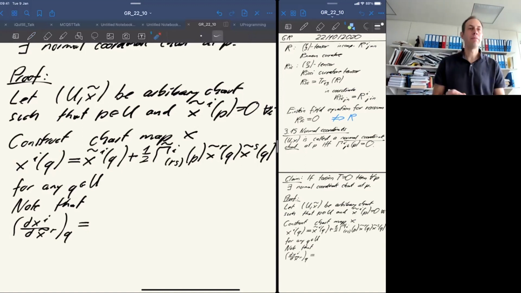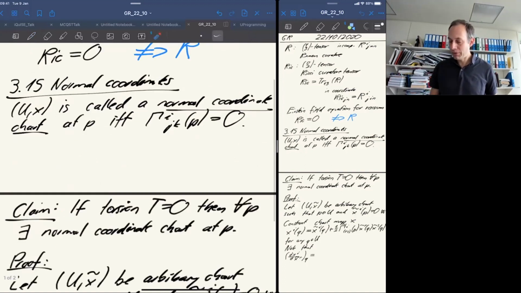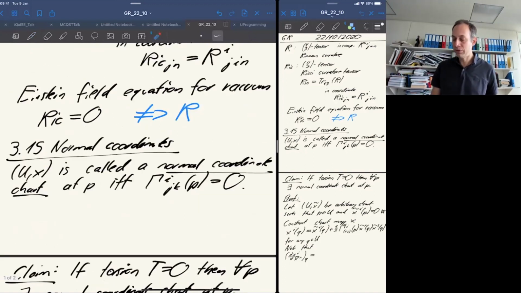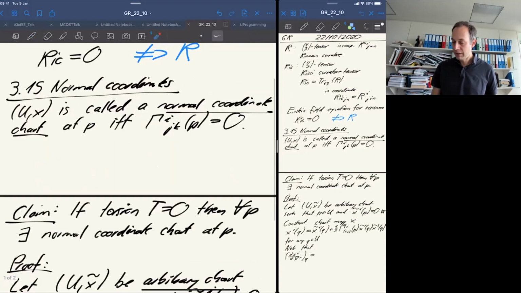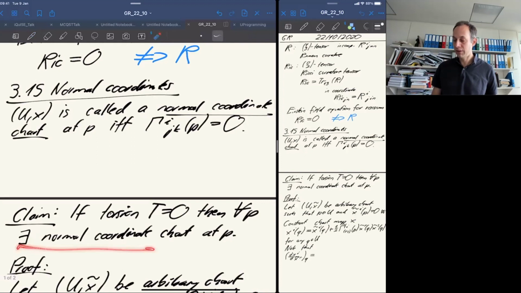Because, I mean, it could be that this correction term makes 2 points end up in the same place. Yes, that's actually a good point, which I didn't think about in this presentation. However, it's not a worry for the proof because I can just choose the U to be sufficiently small. So the claim is just that there exist normal coordinate charts and the U can be arbitrarily small. It just needs to include P so that this is still well defined.